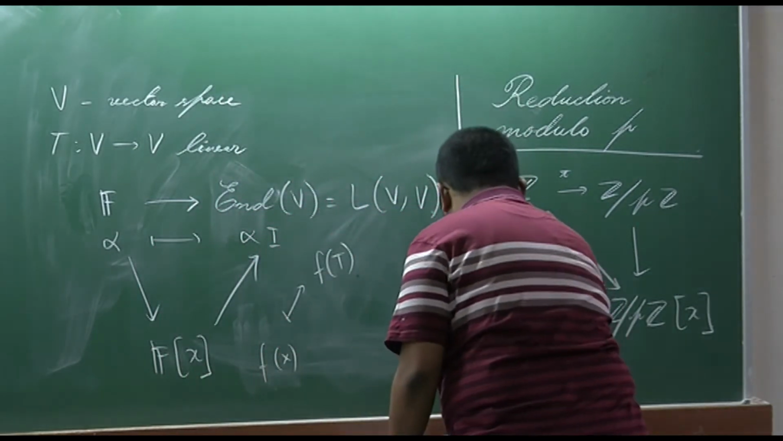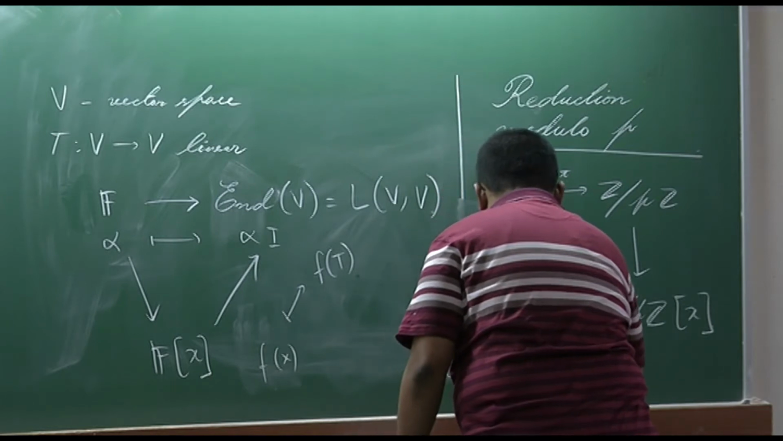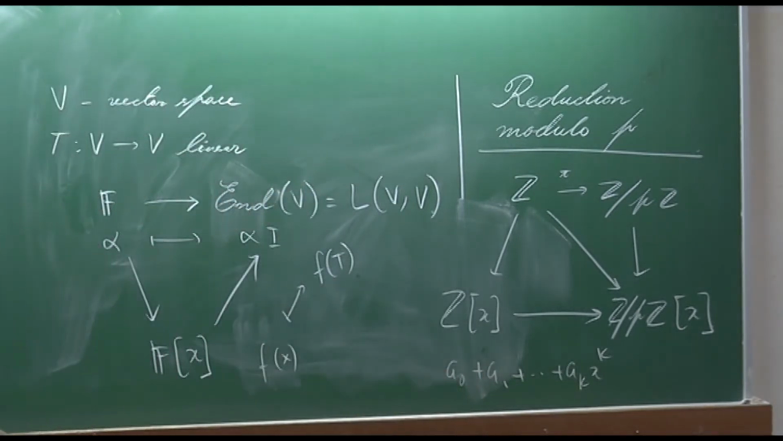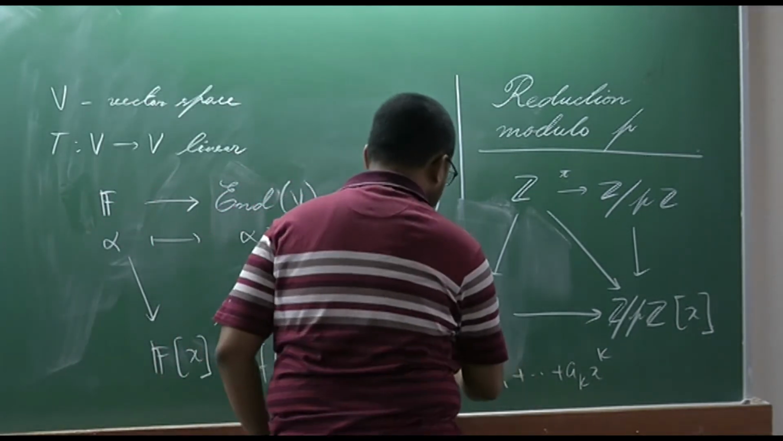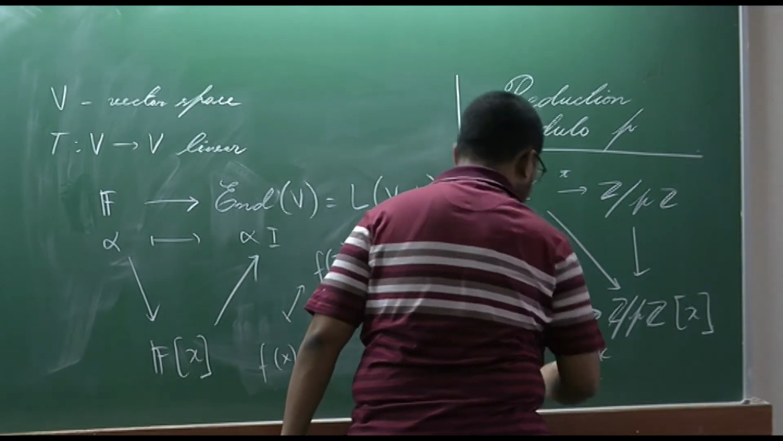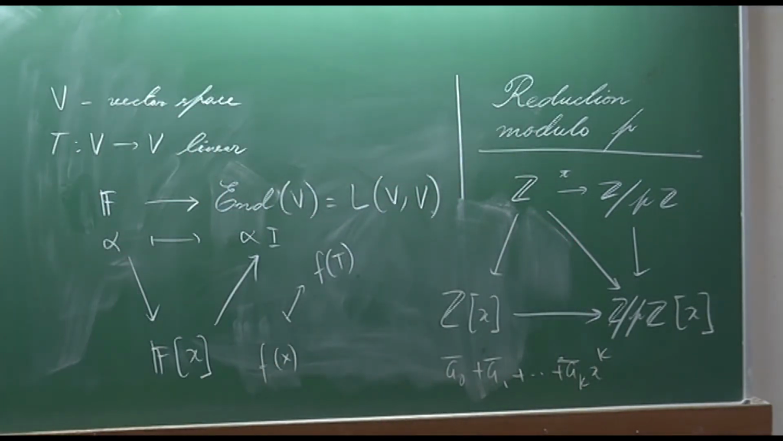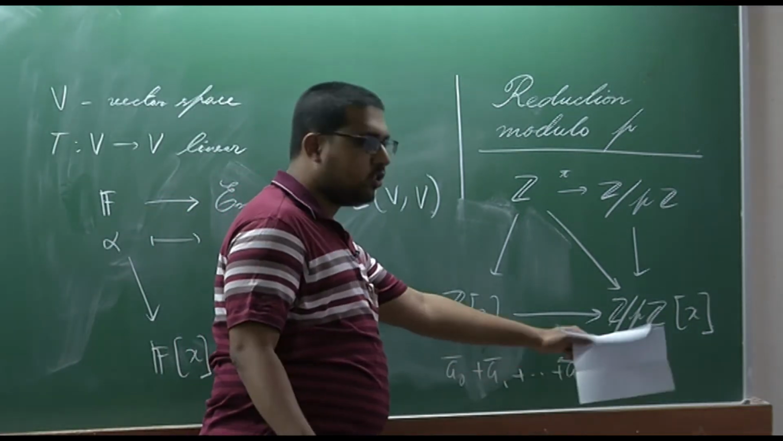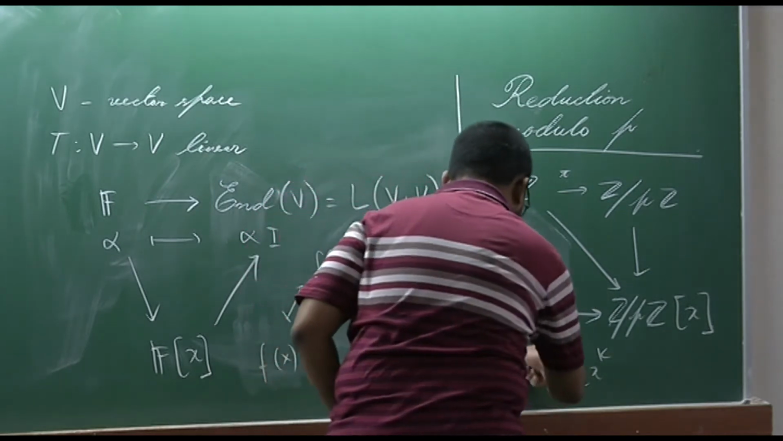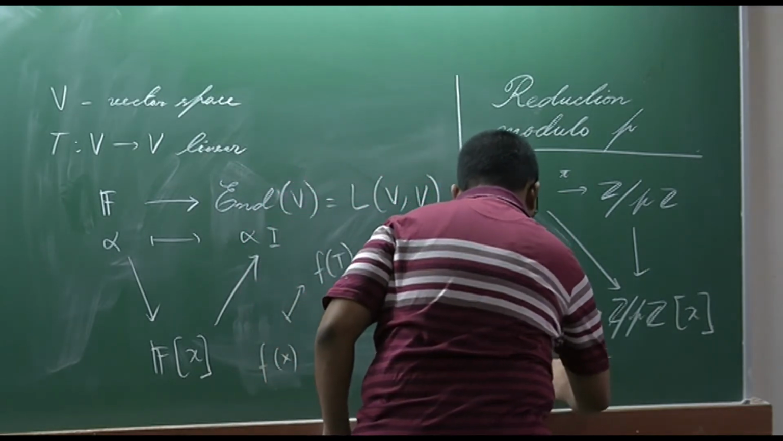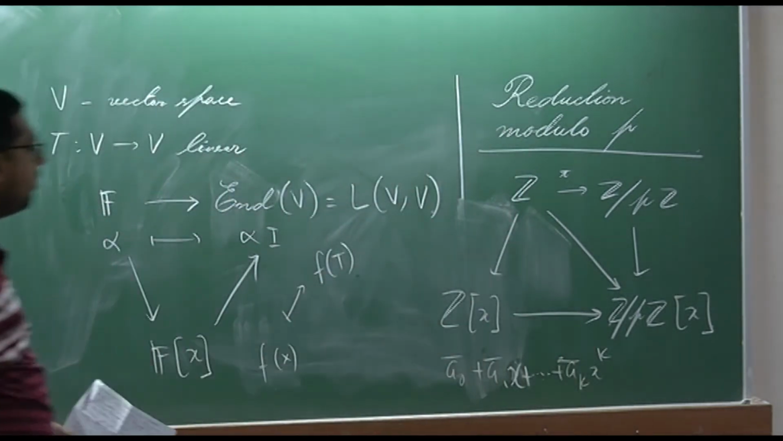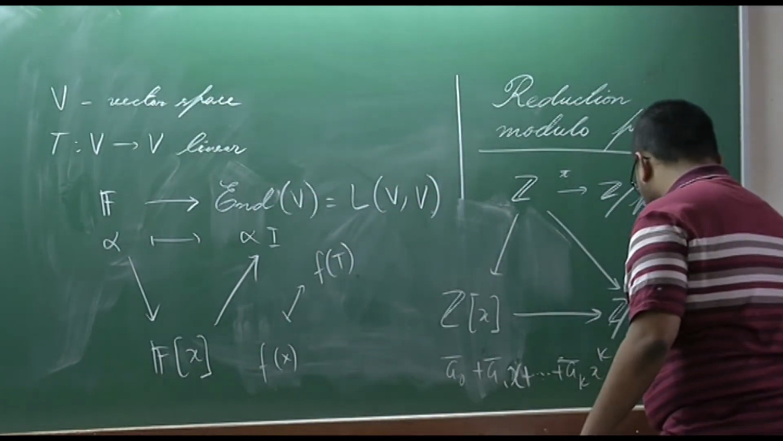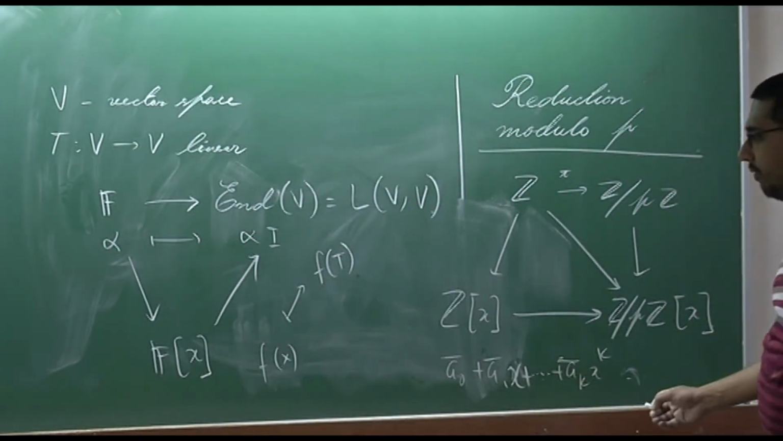So how is that defined? Suppose a0 up to ak x^k is my polynomial. What is going to be the image? So basically what we are going to do is take each and every coefficient modulo p. So that is exactly going to be my image, right. So this is called the residue of the polynomial modulo p.